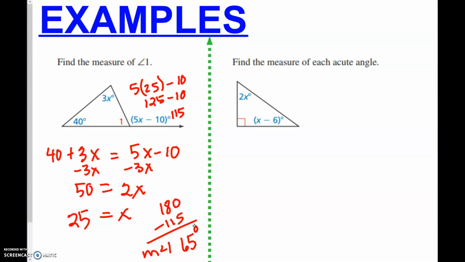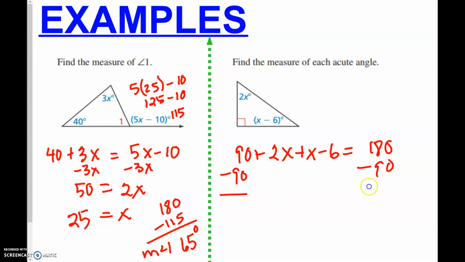All right, in the second example that we have going on here, a lot of you are going to set this up equal to 180. You're going to say 90 plus 2x plus x minus 6 equals 180. But now, if we subtract 90 from both sides, it brings us to that theorem that we were talking about. So that 2x plus x minus 6 equals 90.